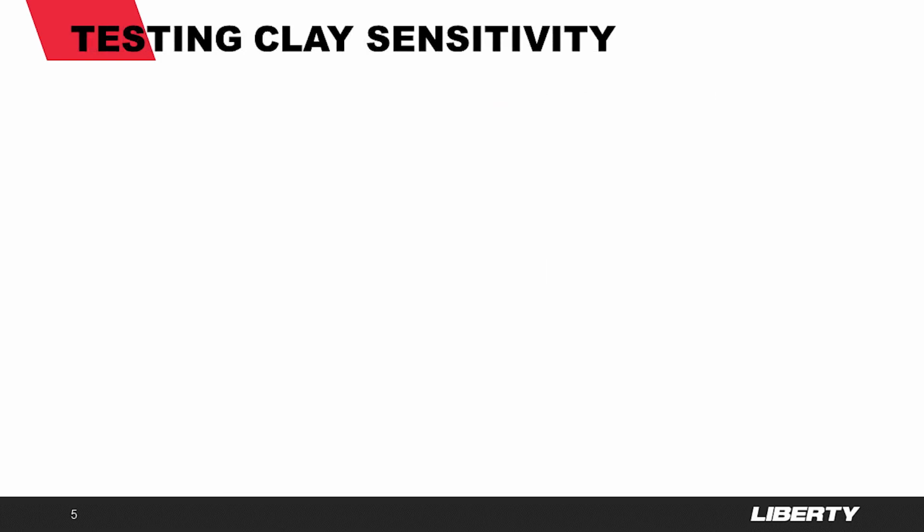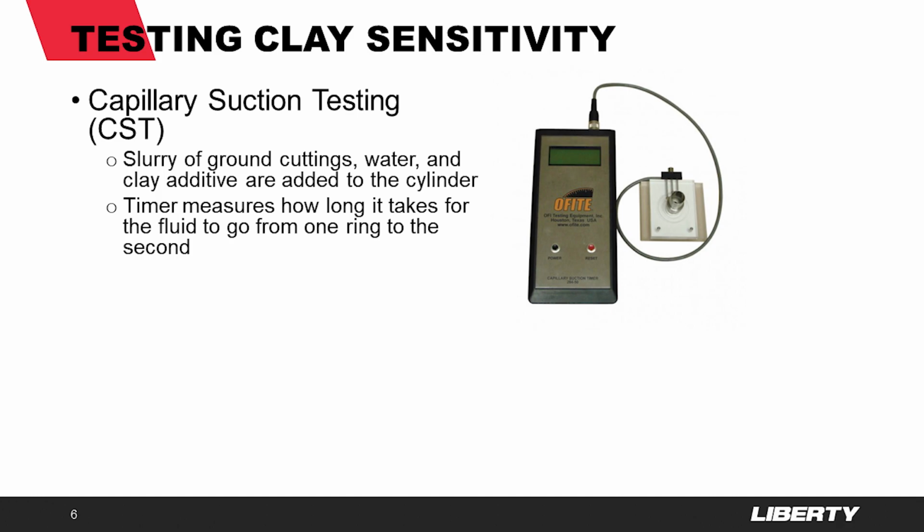Liberty offers several in-house options for testing clay control, and the most commonly used one is capillary suction testing. In this test, we slurry cleaned drilling cuttings or core material with source water and different clay controls at different concentrations. We then take those slurries and measure the time that they take to move through the cylinder on the right and the rings on the filter paper. Higher CST times indicate more swelling, so we typically look for the lowest CST time for the best price.